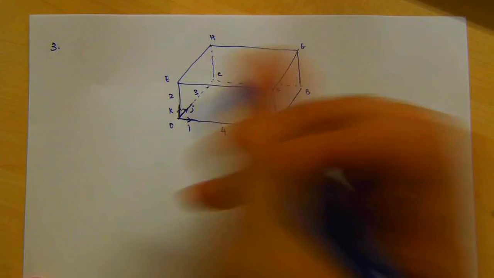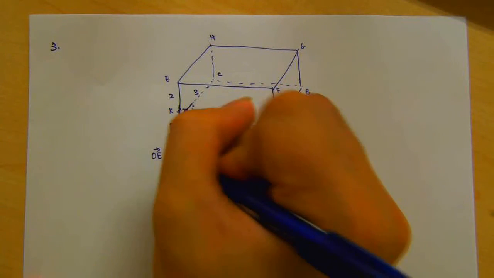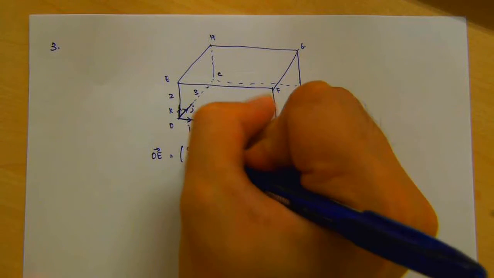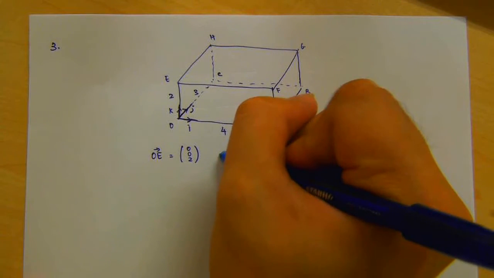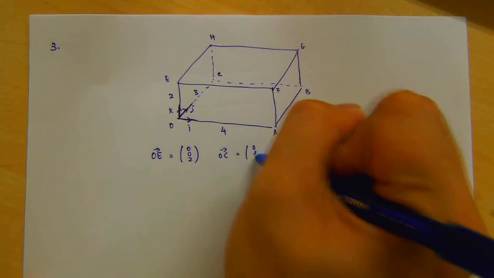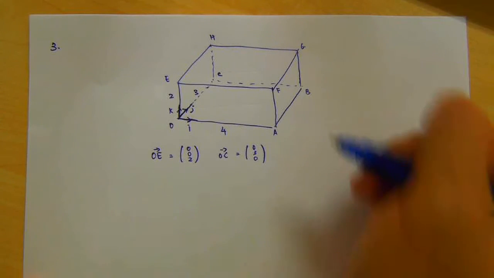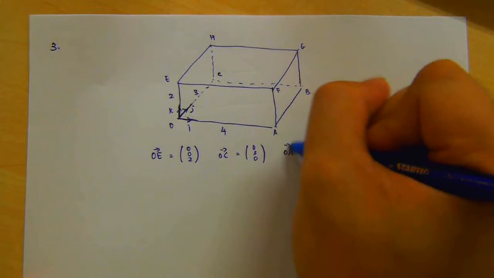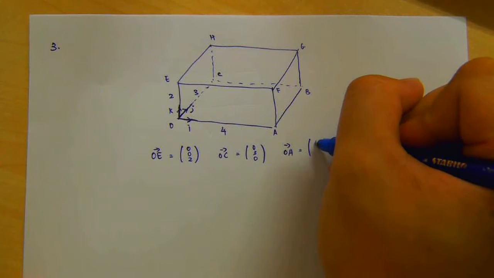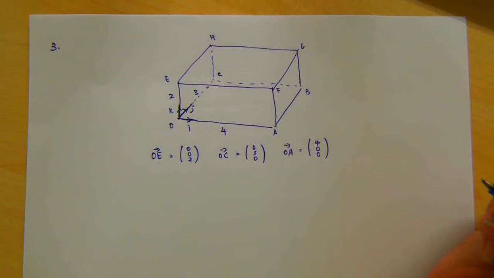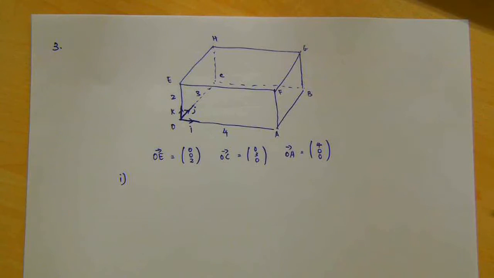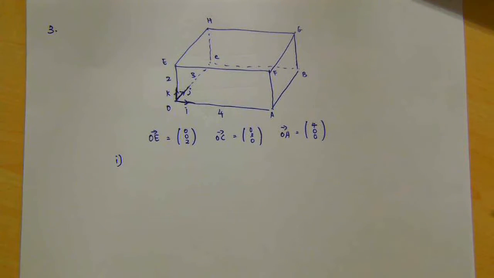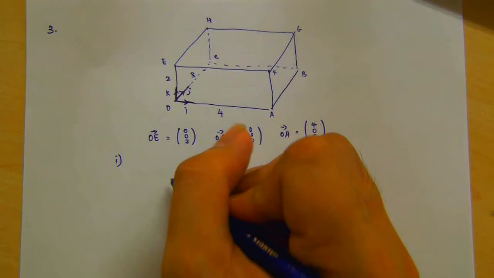So before we start the question, we can write down the vector OE, which is 0, 0, 2, since the magnitude is 2 units and is in the direction of K. We can perform the similar step to find out OC and OA. So we shall begin with part 1. Part 1, we are asked to find the equation of the plane ACE.